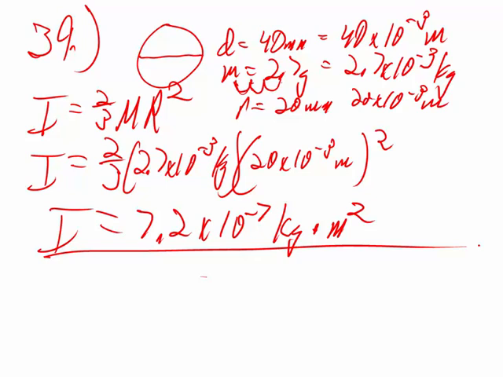Let's do one more in chapter 7. Problem number 45, and we're on page 240. It says a small grinding wheel has a moment of inertia of 4 times 10 to the -5 kilograms meters squared. What net torque must be applied to the wheel for its angular acceleration to be 150 radians per second squared? We also know we can calculate torque.